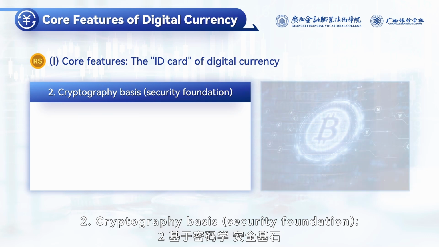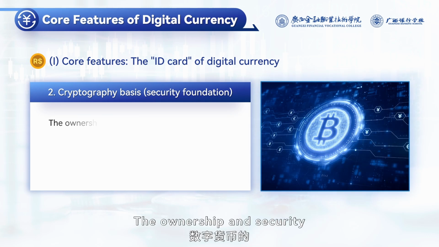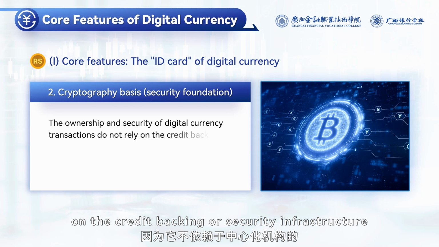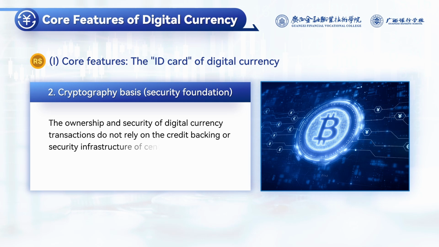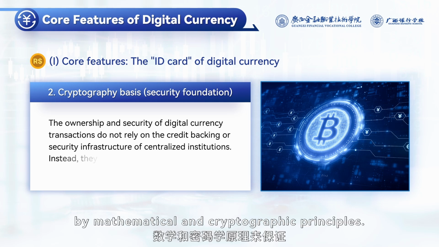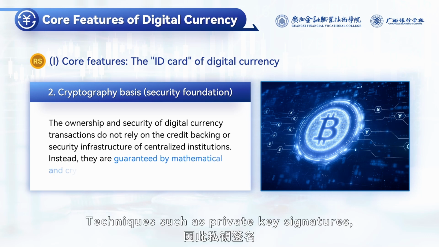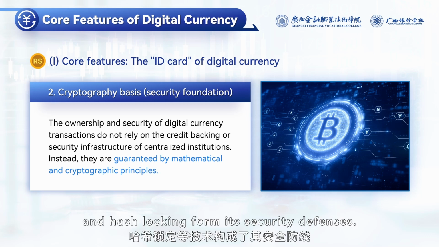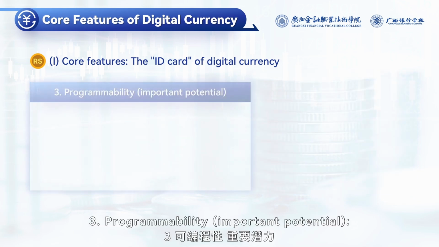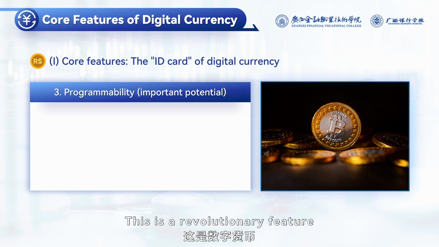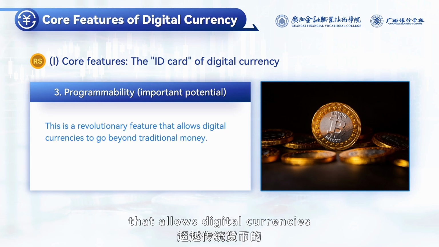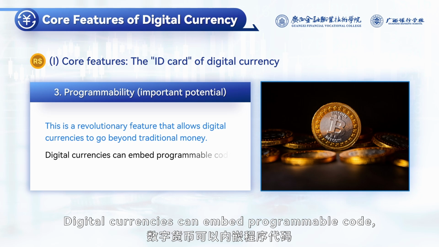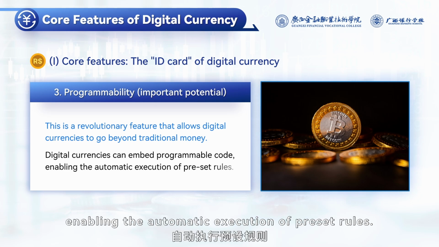2. Cryptography basis, security foundation. The ownership and security of digital currency transactions do not rely on the credit backing or security infrastructure of centralized institutions. Instead, they are guaranteed by mathematical and cryptographic principles. Techniques such as private key signatures, public key verification and hash locking form its security defenses. 3. Programmability, important potential. This is a revolutionary feature that allows digital currencies to go beyond traditional currency. Digital currencies can embed programmable code, enabling the automatic execution of preset rules.